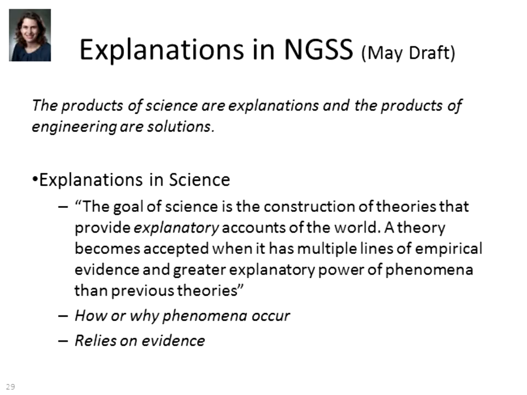And it says the products of science are explanations, and the products of engineering are solutions. Specifically, explanations in science. The goal of science is the construction of theories that provide explanatory accounts of the world. A theory becomes accepted when it has multiple lines of empirical evidence and greater explanatory power of phenomena than previous theories. So there's two main ideas that we see here. One being how or why phenomena occur, and the other, this idea that it's relying on evidence.